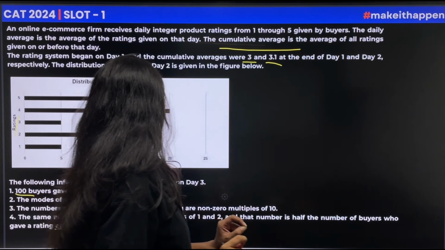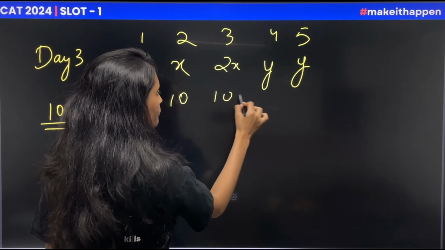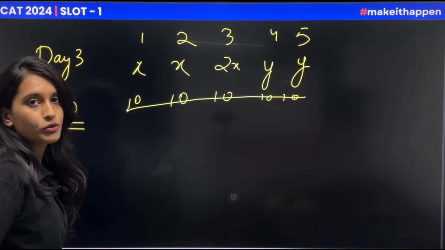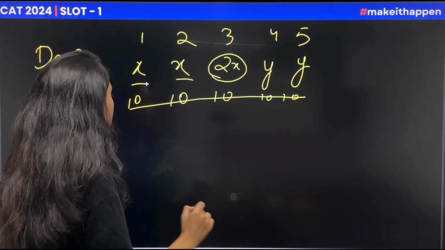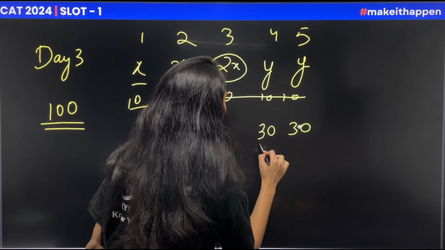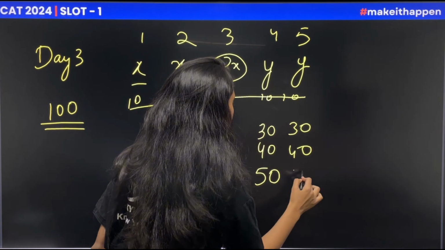We have to give the number of buyers in multiples of 10. Okay, so here we can't give 10, the total needs to be 100. We can't even give 20 because this is 2x and this is x and x. So 30, 40 or 50 can be given.